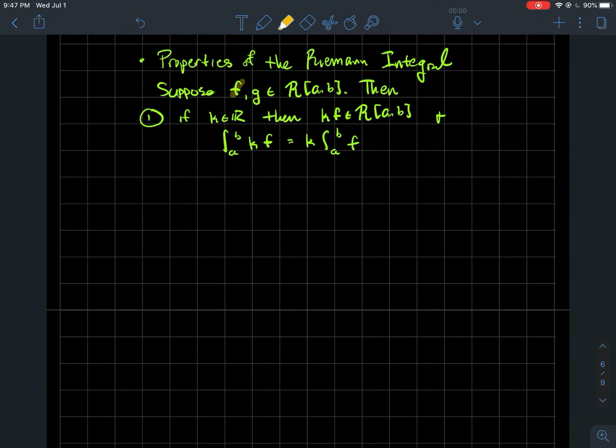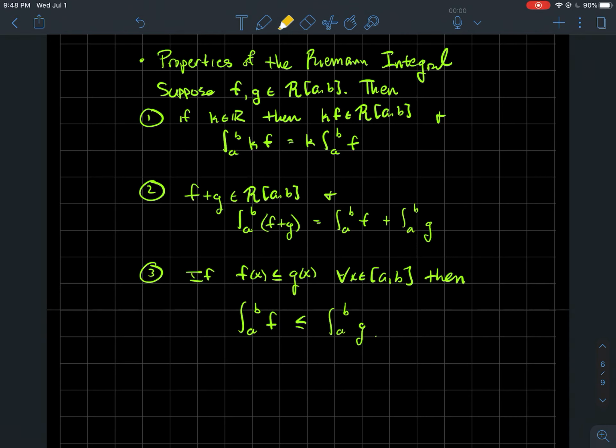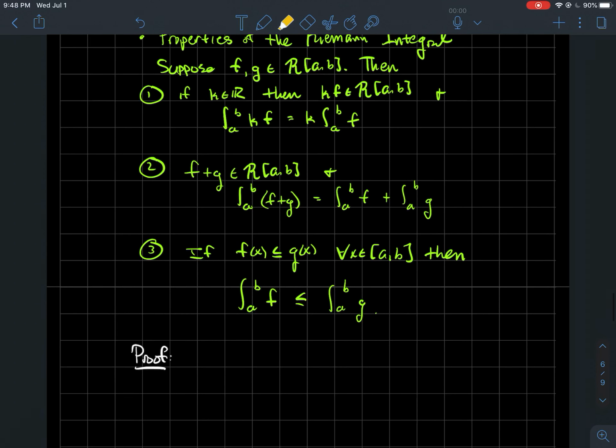In other words, if I already know that f is in here, then any multiple of f is in there as well. Similarly, the function f plus g is Riemann integrable over [a, b]. And how do you compute it? The Riemann integral of f plus g is the sum of each of the integrals. That should look familiar as well. Finally, if f is always less than or equal to g for every x in the interval from a to b, then the values of the integrals also obey that same inequality. So what we're going to do is try to prove each of these.